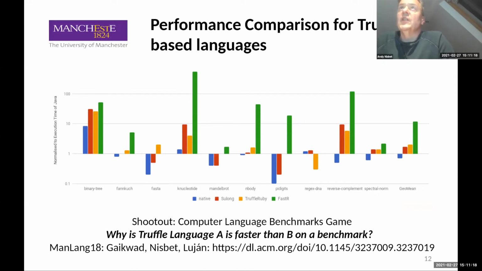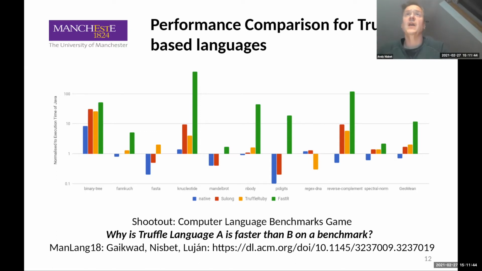Well, the Shootout benchmarks provide an opportunity to attempt to fairly compare the performance of benchmarks written in different languages. This graph is taken from our ManLang 18 paper. It demonstrates significant performance variation between native C, Sulong, TruffleRuby, and FastR. The performance in this graph is normalized to that of Java. It's important to note as well that this is warmed up performance in this particular graph.